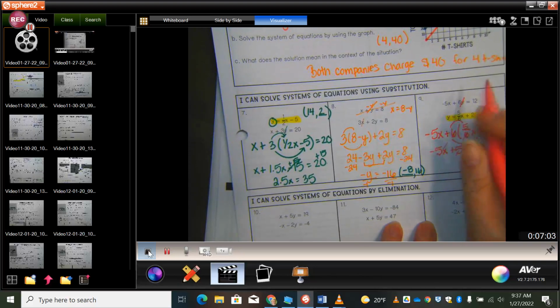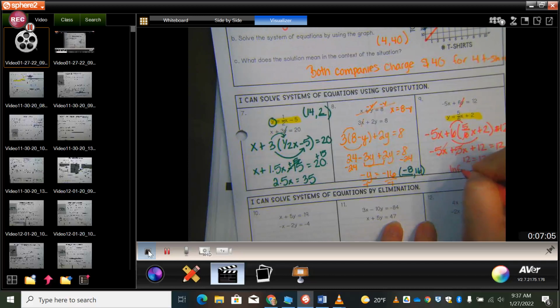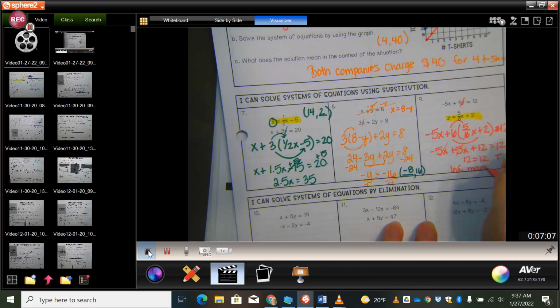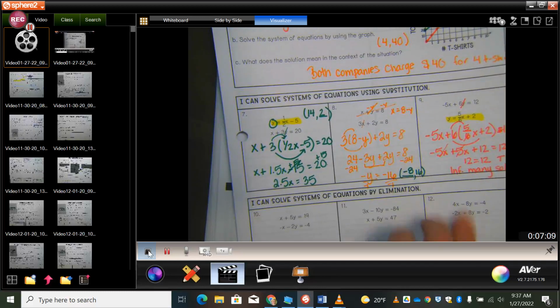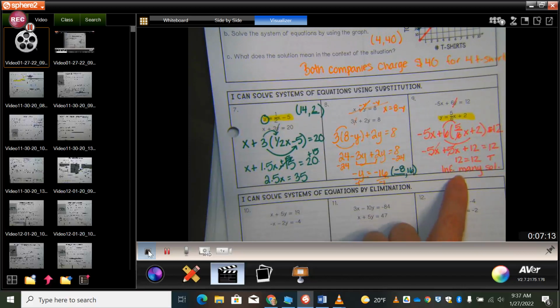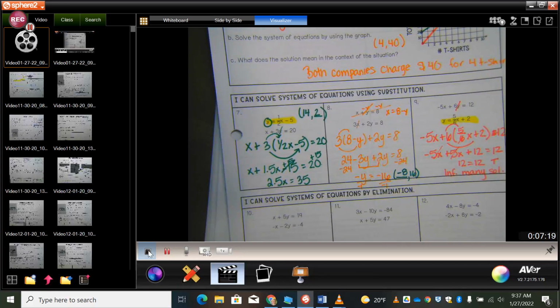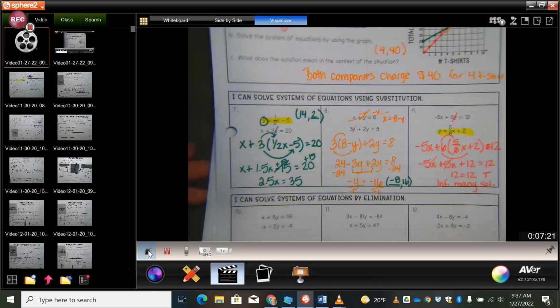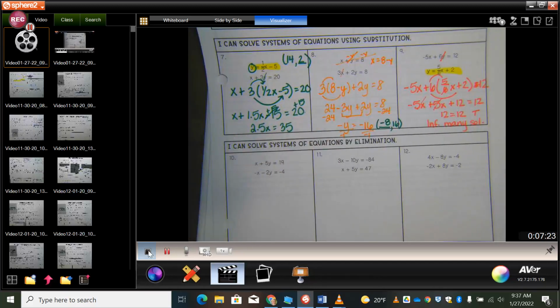Whenever it's true, it means you have infinitely many solutions. Now remember, had this been something that was false, like 5 equals 12, then it would be a no solution right here. Okay? But because this was a true statement, it means that there are infinitely many solutions. That was your substitution method.